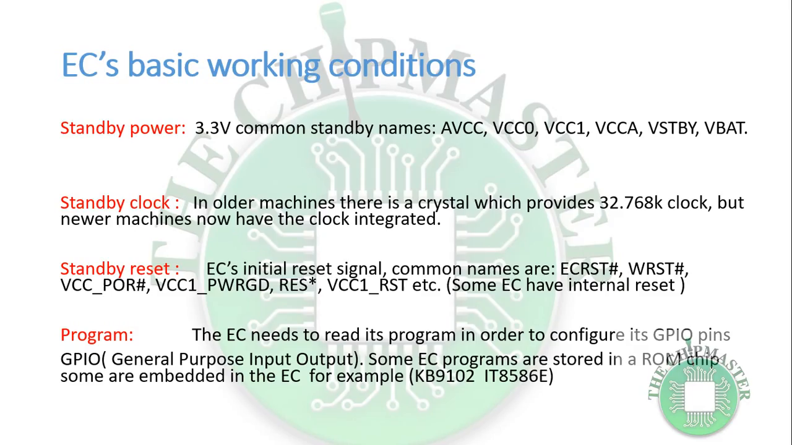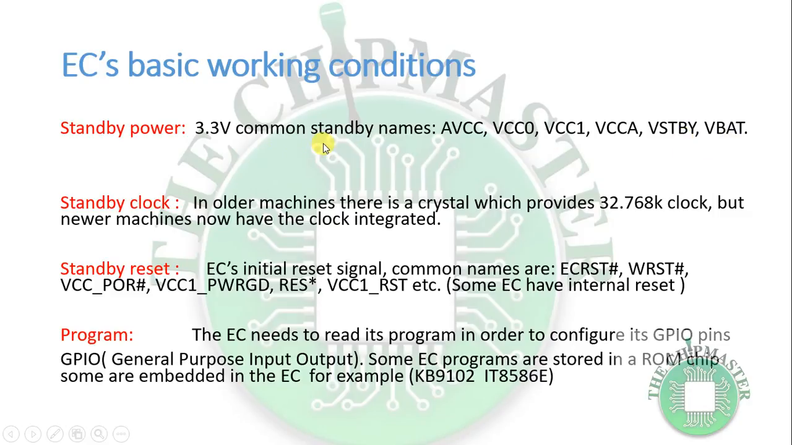Alright, let's now look at the EC's basic working conditions. The EC has a set of working conditions. In order for it to work, it has to go through a set of working conditions, right? And here I have them. The first one is the standby power supply, and this is normally 3.3 volts, which is a common standby name. We have AVCC, VCC0, VCC1, VCCA, VSTBY, and VBAT. Right, these are the common standby names that we use.